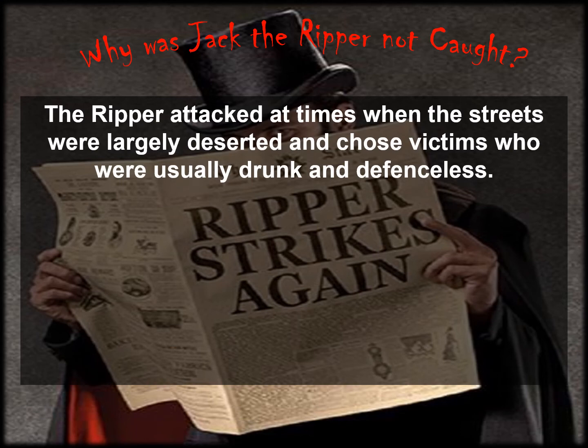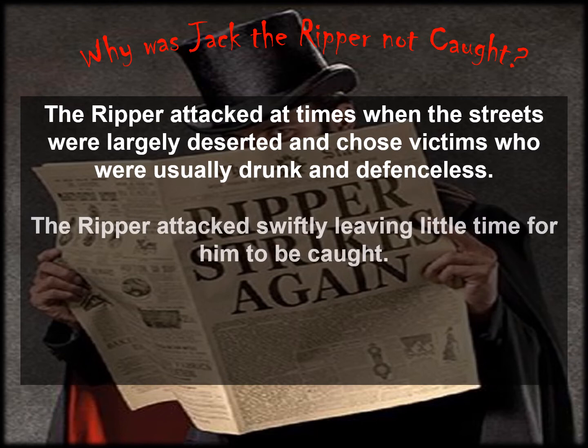Also, the Ripper tended to attack at times when the streets were largely deserted. It had been busy but it was starting to quieten down, and he always chose victims who were usually drunk and defenceless. It wouldn't necessarily be strange for those women to be in the street with a man that their neighbours didn't know, especially if they had been drinking.